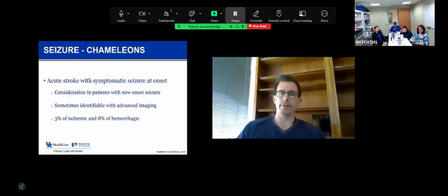A few words about seizure chameleons. It is possible for an acute stroke to present with a seizure. Anytime someone is having their first ever seizure, it's at least theoretically a concern that it might have been provoked by an acute stroke. We sometimes can see that on a CT angiogram, for example, a cortical branch occlusion, where we see both a stroke and a seizure simultaneously. Some epidemiologic data suggests that 3% or so of all patients with acute ischemic stroke have a seizure during their hospitalization. That's more common in people with hemorrhagic stroke, but we do see it in ischemic stroke too. So just having a seizure in a vacuum is not enough to say there's necessarily not also a stroke.